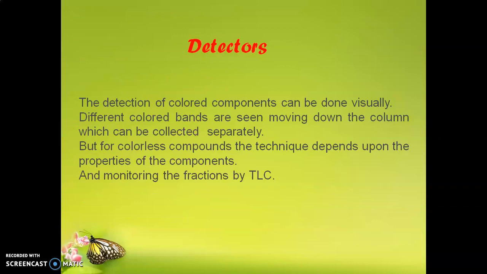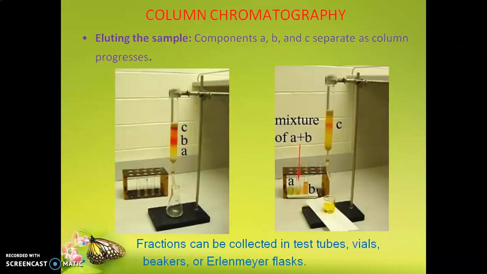Then detection: how to detect the separated sample. The detection of colored components can be done visually. The different color bands are seen moving down the column, which can be collected according to fraction. But for colorless components, the technique depends on the properties of the components, and monitoring the fractions by TLC and UV light.